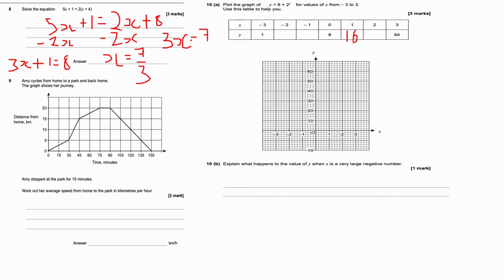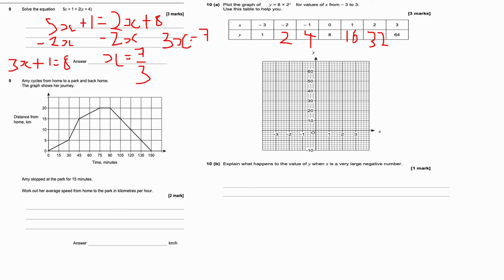Okay, so this is what I call an exponential graph. When x equals 2, 2 to the power of 2 or 2 squared means 2 times 2, which is 4. 8 times 4 is 32. So it's essentially doubling each time. This is going to be 4. And this is going to be 2. So every time the x-coordinate goes up by 1, the y-coordinate doubles.